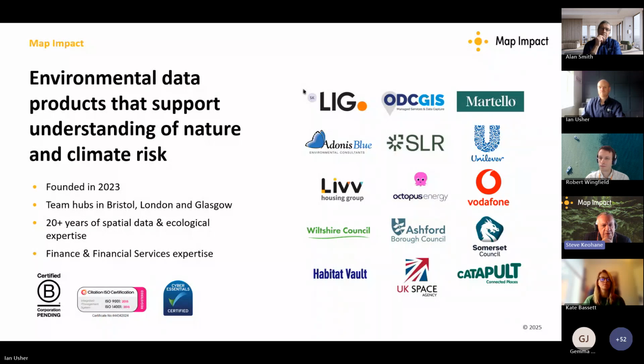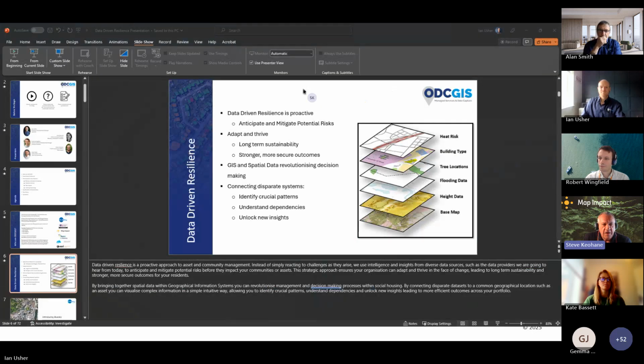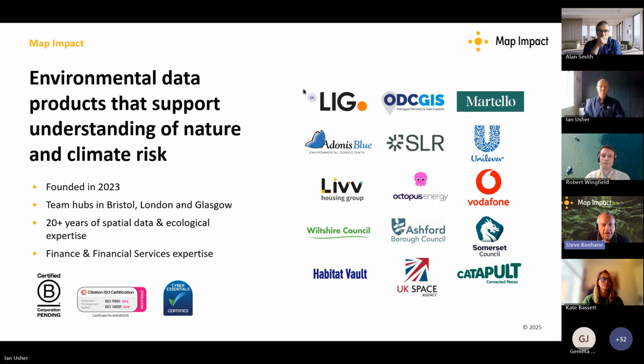So we're a relatively new business, founded in 2023. We've got a few different hubs: Bristol, London, Glasgow. We've got a mix of spatial data, ecological expertise, and also, uniquely perhaps for this type of business, quite a lot of finance and financial services. On the right there are some of the organisations that we've been working with, and a mix there: local authorities, and commercial customers such as conveyancing businesses that produce environmental search reports.